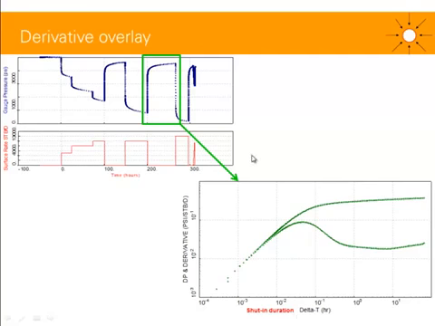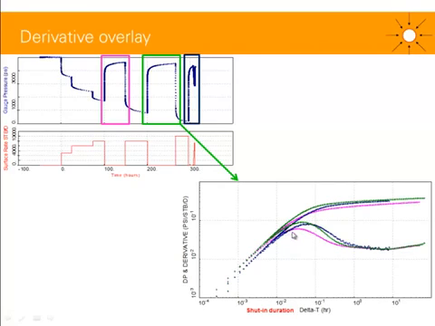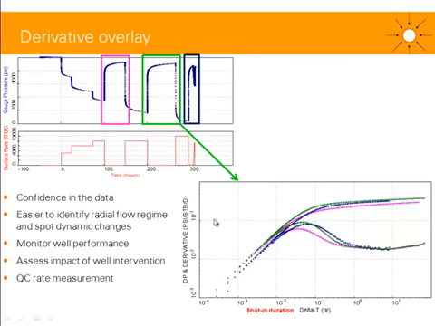Okay, so now I can overlay on the same plot the data from these two other PBUs. And so with the color code, you're going to see the data from the first PBU in pink, which is this one, the derivative and the delta P plot, as well as data from this PBU in dark blue. This is quite a powerful tool. It gives you some confidence in the data.